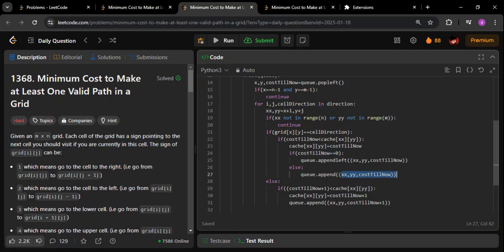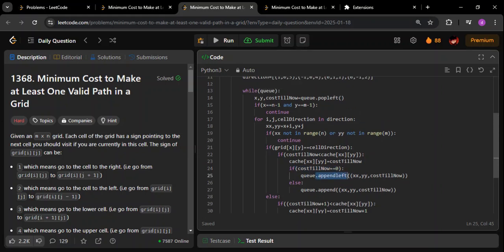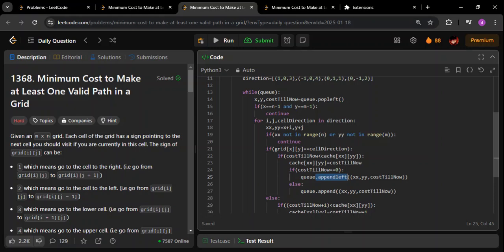So for all those reasons, if the cost till now is zero, only then do up and left. Why are we doing up and left, and how is it helpful? We are always going to pop a value from the left. So if you are appending a value towards the left, that will be popped first. How this will work is, all the cells which can be reached with a zero cost just by following the directions will be visited first, and accordingly their cache values will be updated.